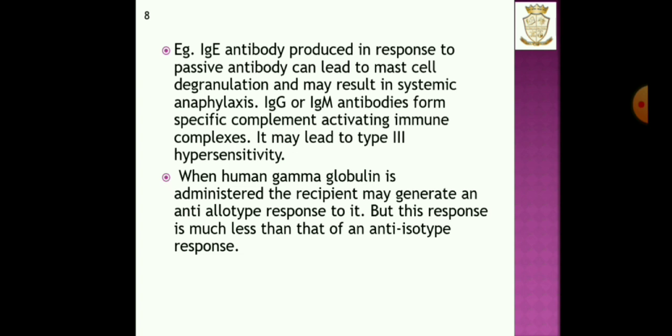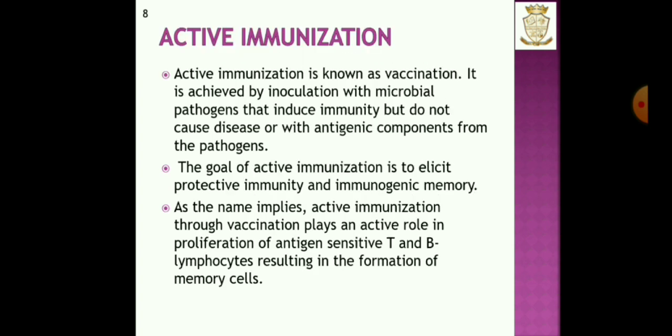When human gamma globulin is administered, the recipient may generate an anti-allotypic response to it, but this response is much less than that of an anti-isotypic response.